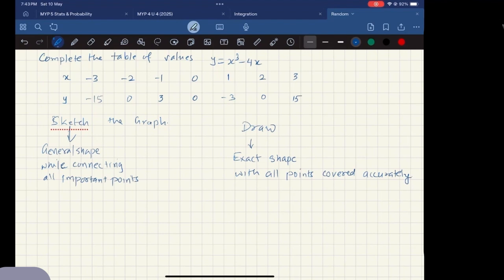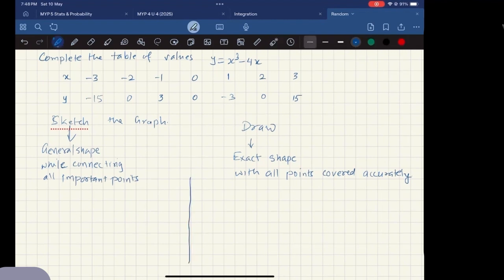So the difference is that in the case of a sketch, it can be a general shape. The only thing you need to do is cover all the points. In this case, you cannot compromise with the quality. It has to be the exact shape. Generally in the exam, they ask you to sketch the graph only, so you can be a little assured that if there is a little bit of error in the graph, that will not be very difficult for you to deal with.